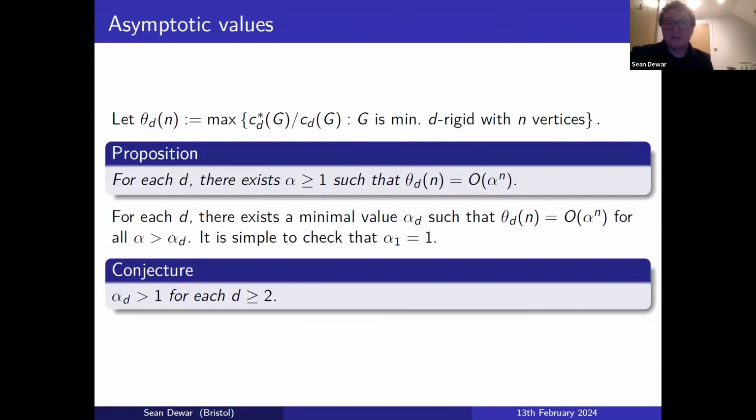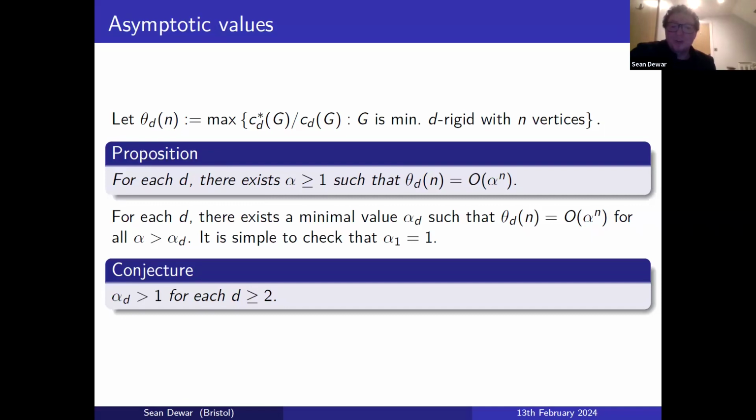So the question is, how much can this differ? So we define this theta. So theta dn, it's just the maximum over all your graphs that are minimally d-rigid, of the pseudo-Euclidean number divided by the Euclidean number of realizations. What is this number? And the first thing you can prove is that this is bounded by an exponential. That's not too bad to prove. So it's going to be less than or equal to some linear constant times alpha to the n. This alpha, you can also prove quite quickly, has to be at least 1.